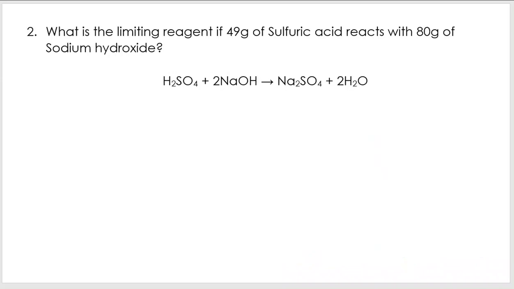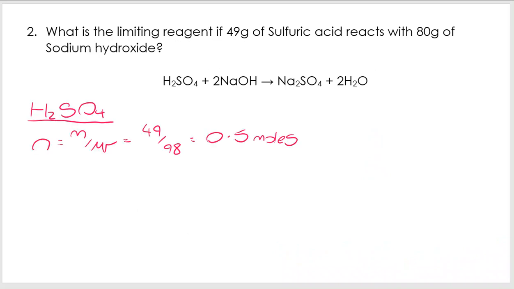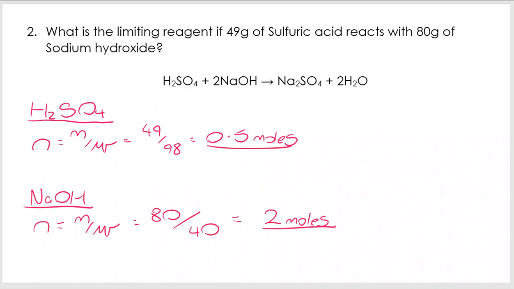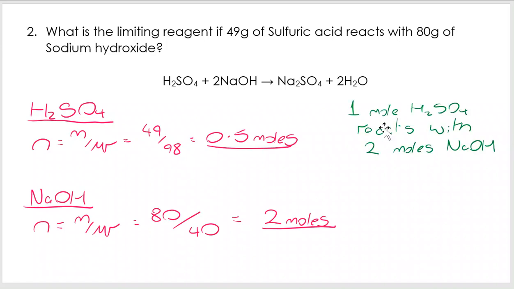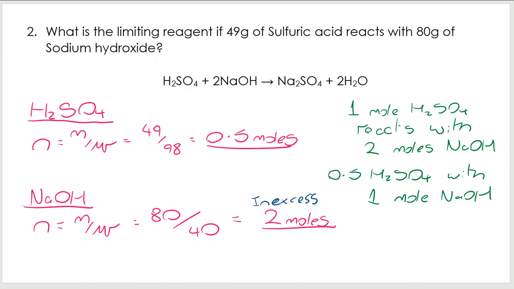Another example for you. And once again, we go through, we do our mole calculations, 0.5 moles of sulfuric acid. I've got 2 moles of sodium hydroxide. On a 1:2 ratio, 1 mole of sulfuric acid reacts with 2 moles of sodium hydroxide. So 0.5 would react with 1 mole of sodium hydroxide. That means the NaOH is in excess, and the sulfuric acid is the limiting reagent. It will run out first.